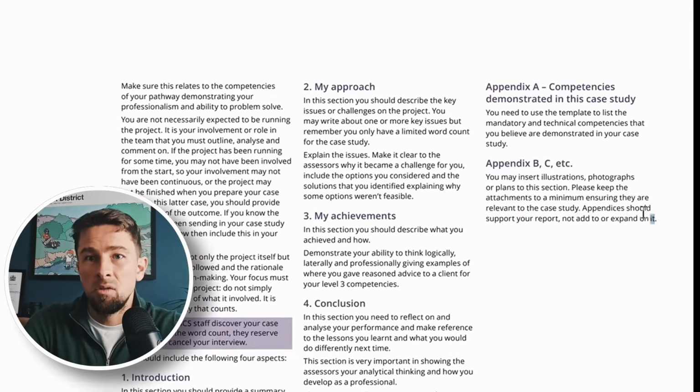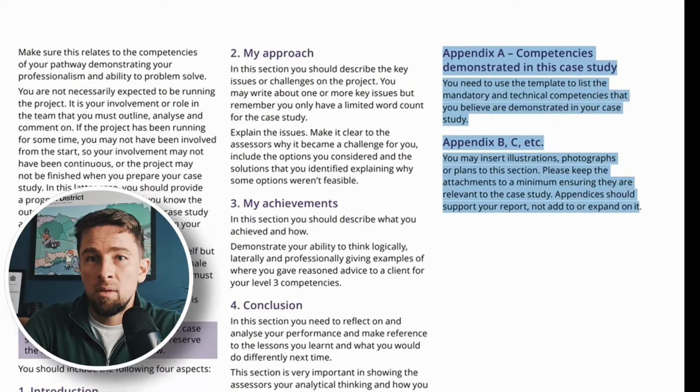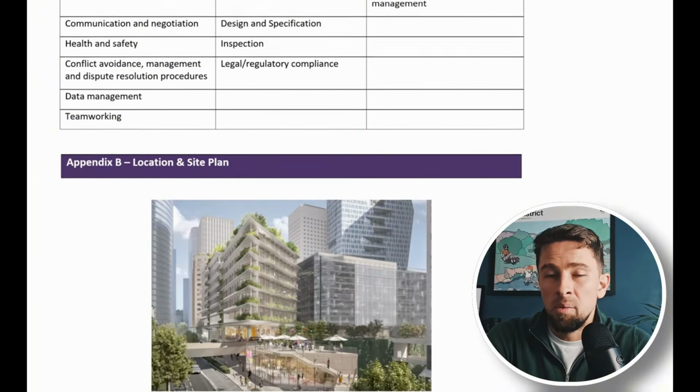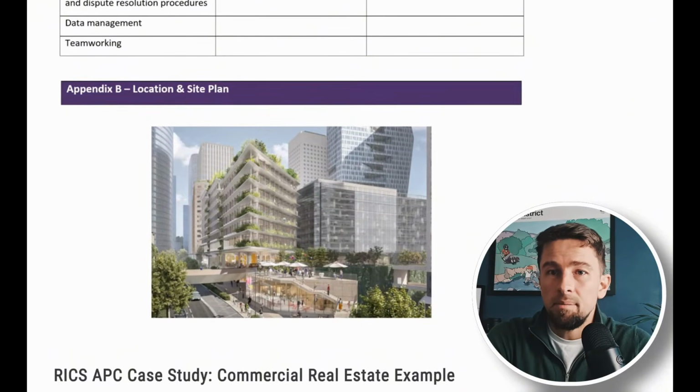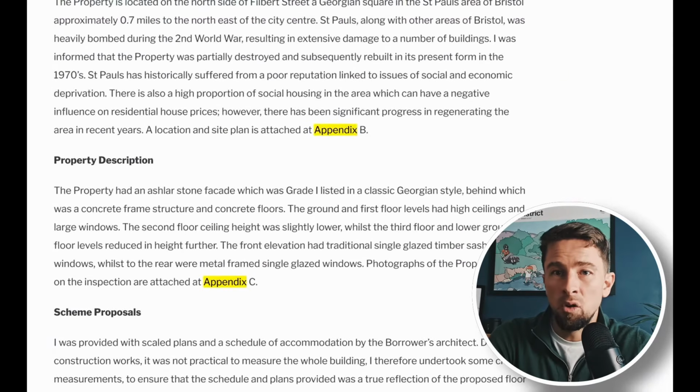Any further appendices that you include, so for example Appendix B and C, should only be used to provide supplementary information that supports your case study contents. It should not include things like further commentary. It should only be used to include supplementary information such as graphs, plans, charts or photos. These are the only elements that should be included within your case study appendices. Any items referenced within your appendices should clearly be referenced within the main body of your case study, and these references, because they're written within the main body between the introduction and the conclusion, do count towards your overall word count total.